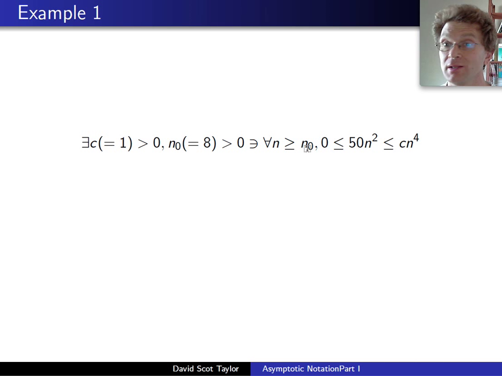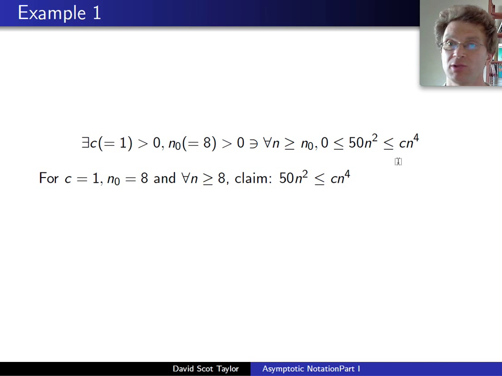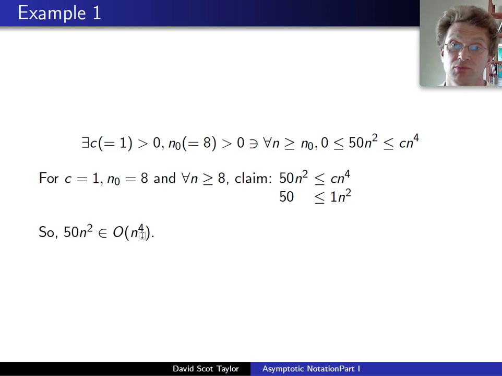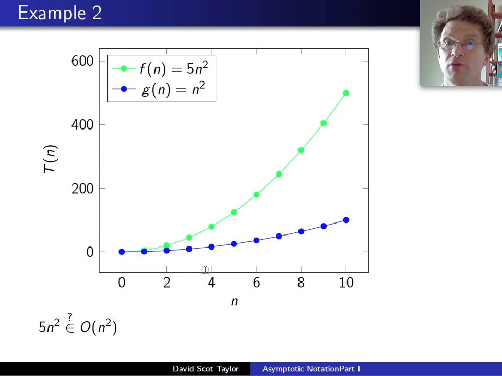For all n at least n naught, I want to show that this holds. Just go right back to our basic definition. So does this hold? The claim is 50n squared is less than or equal to c n to the fourth for n at least 8. We can cancel out our n squared terms, and it's true. I mean, 50 is less than n squared if n is at least 8. So great. 50n squared is a member of the set big O of n to the fourth. Okay?